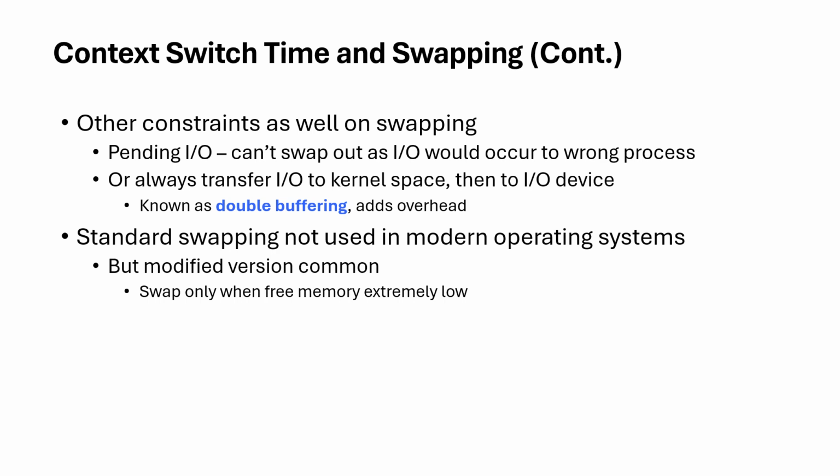There are other constraints on swapping as well. With pending I/O, we can't swap out, or the I/O would occur to the wrong process. Always transfer I/O to kernel space, then to the I/O device. This is also called double buffering. It also adds overhead. So standard swapping is not used in modern operating systems, but a modified version is used.